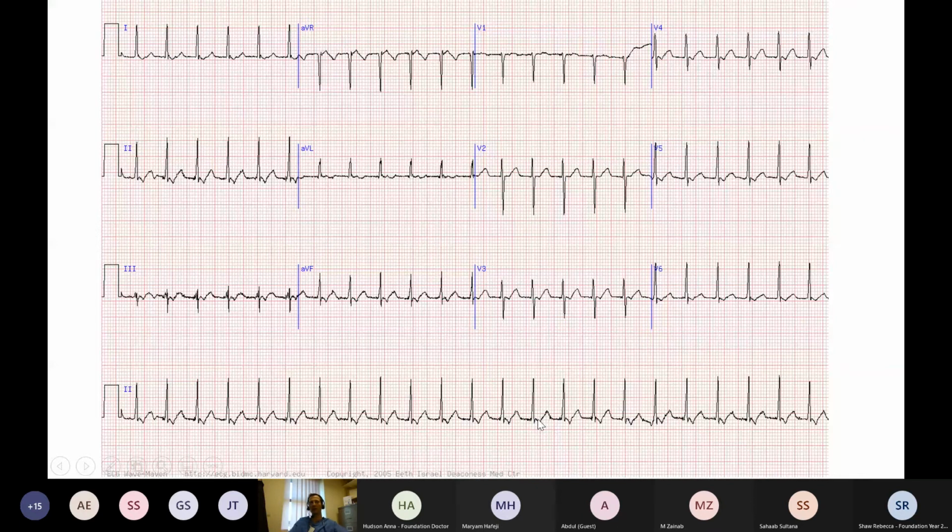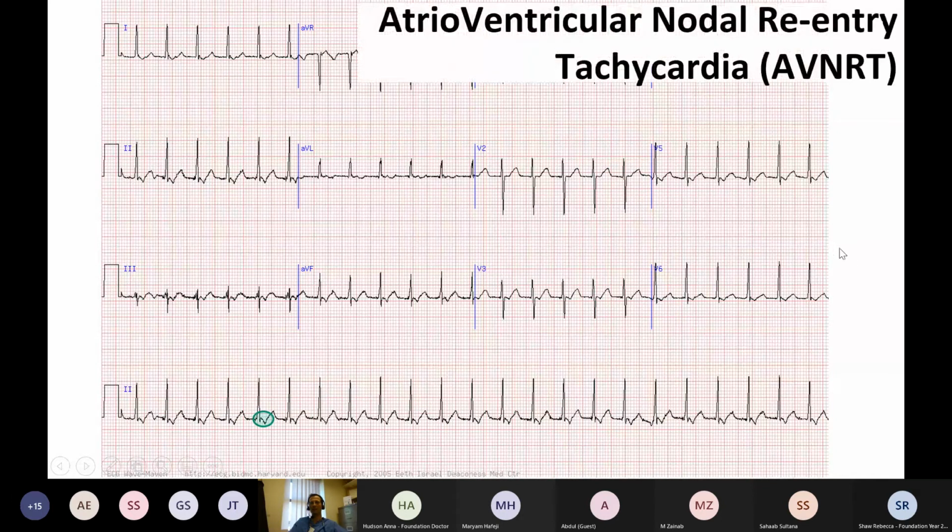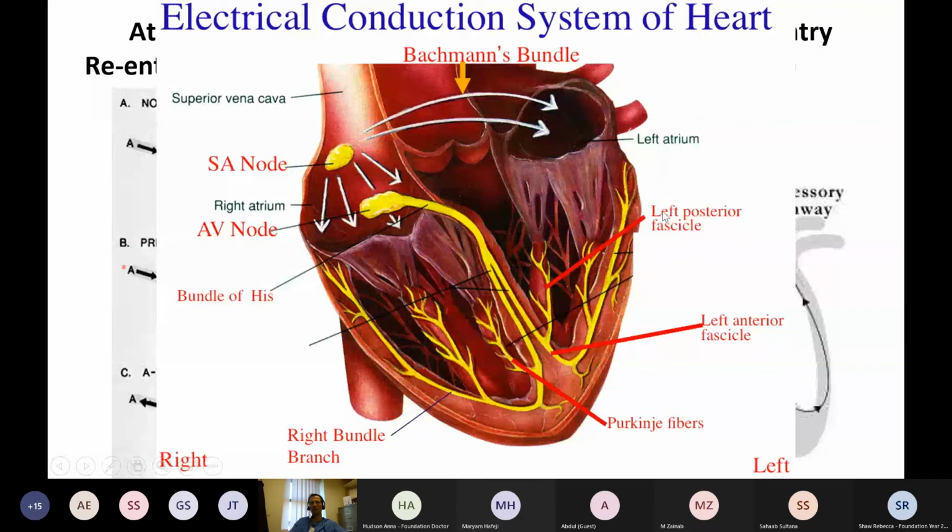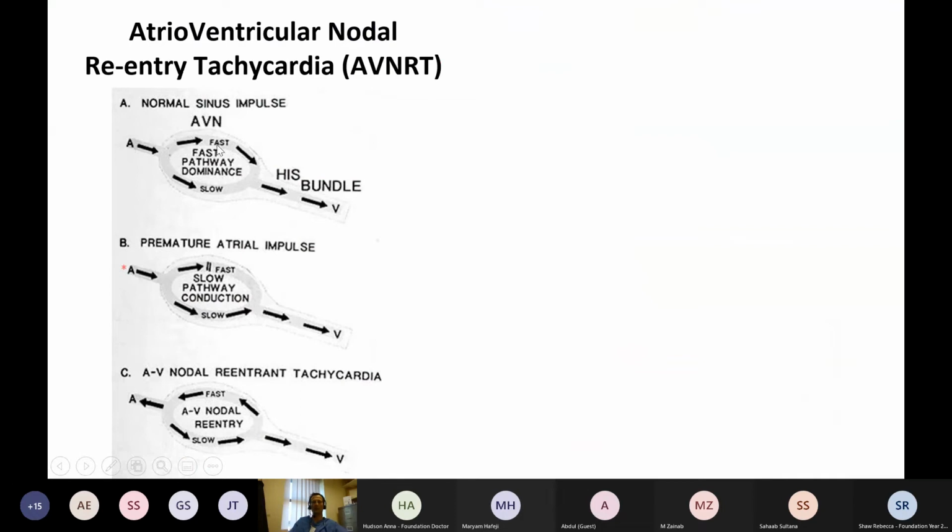The alternative would be an AVRT. Now, let me be more precise about what I mean in a second. So I'm proposing an atrioventricular nodal reentry tachycardia. And if we go back to our electrical conduction system, what we mean is that our tachycardia is originating in our AV node. What happens is that in people capable of having this, you have to have 2 different pathways in your AV node, a fast one and a slow one.